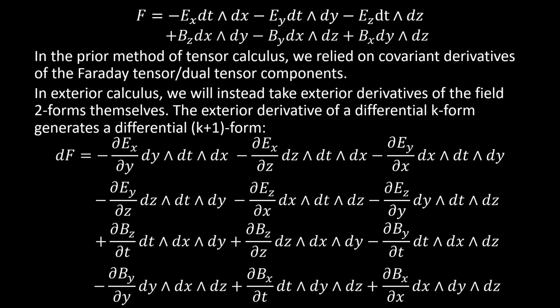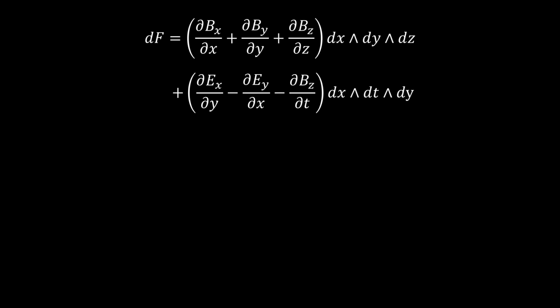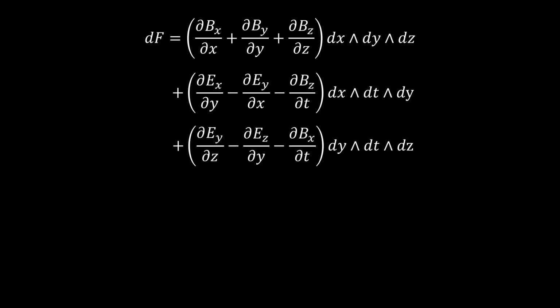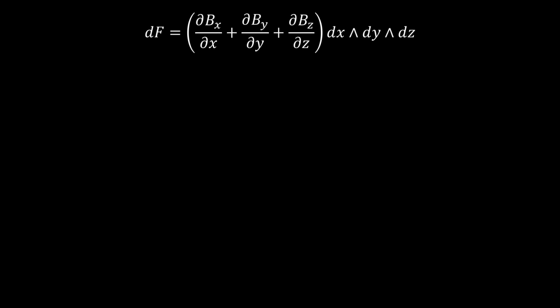Pretty hefty equation, but we'll see as this cancels out really nicely. So let's go ahead and organize that. And then our last term here. These last three terms automatically cancel out here in subtraction. And this top term just gives us the divergence of the magnetic field itself. And that's always equal to 0. So the exterior derivative of the Faraday 2-form is 0.